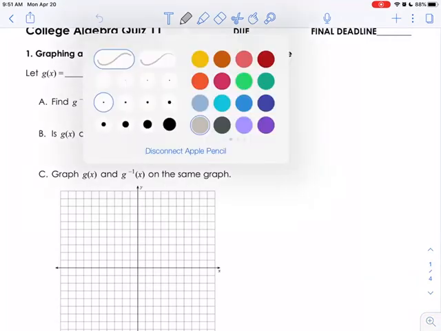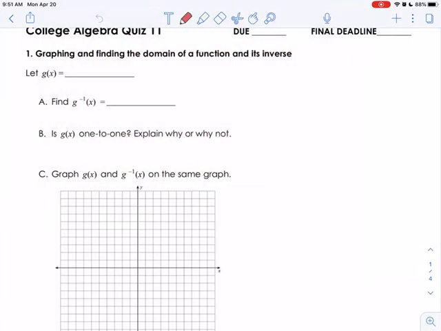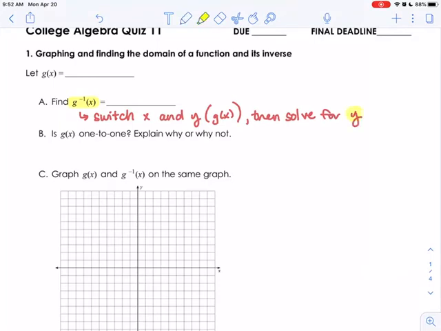Just keep in mind that finding the inverse of a function, which is represented by g to the -1, that's the inverse of g. You can find the inverse by switching x and y, which y in this case would be g of x. So you're going to switch x and y, and then you're going to solve for y. And that new y equals is going to be your inverse function. So that's how you find the inverse.